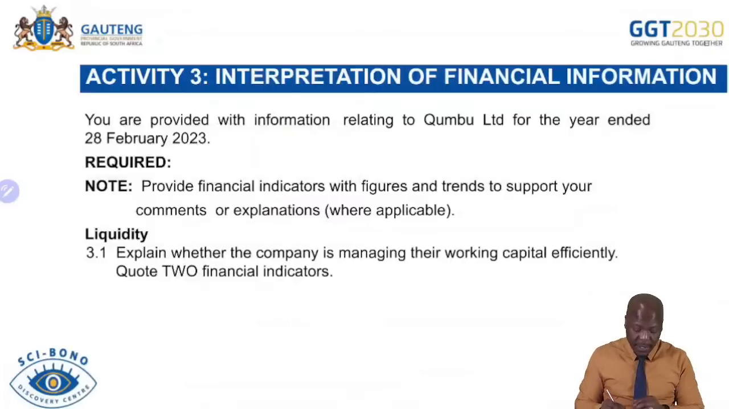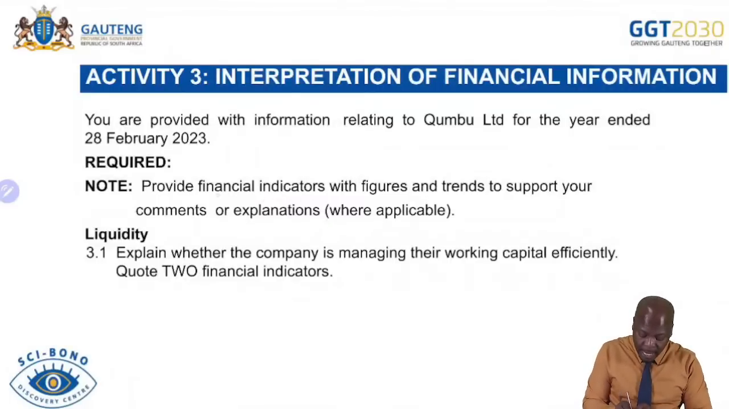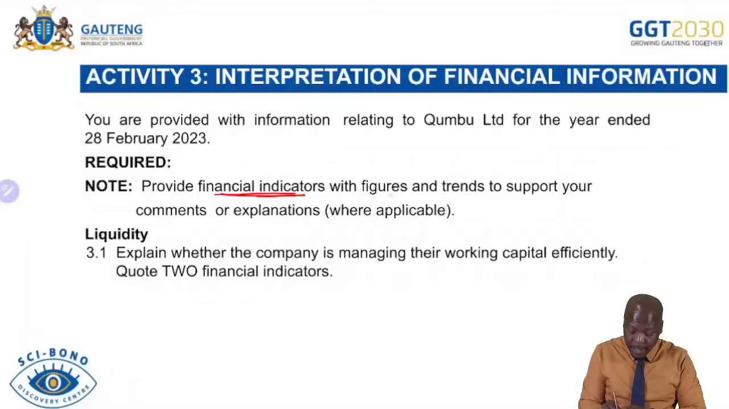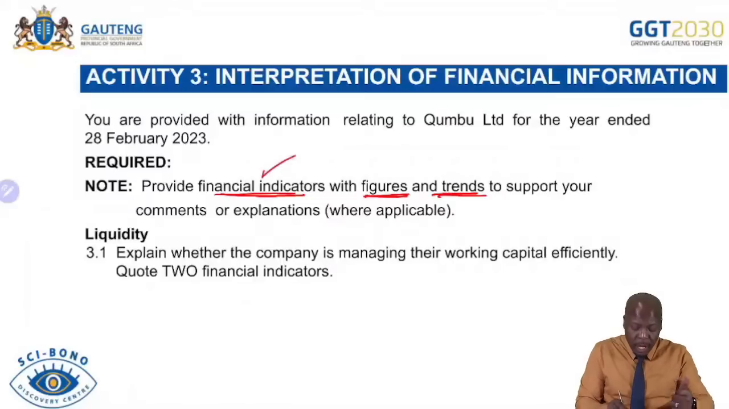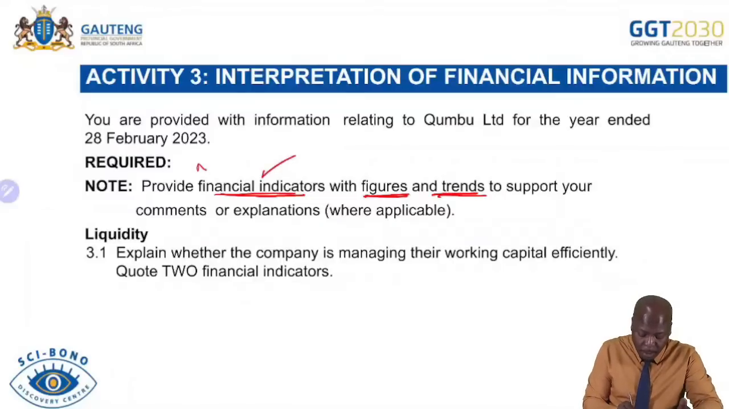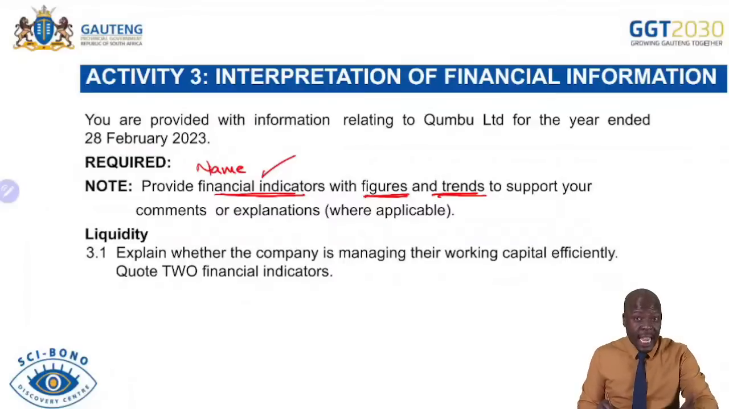The question here says, provide financial indicators with figures and trends to support your comments or explanations. So what is very important is the financial indicator. We're talking about the name of the financial indicator. You have to give a name.